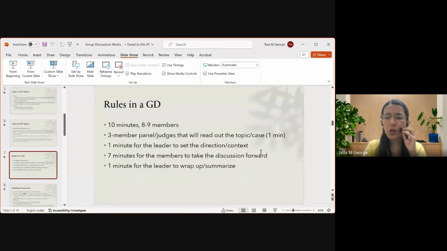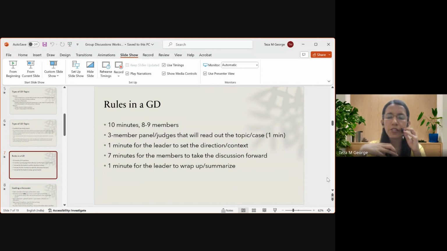Right. Now, what can you expect in a group discussion? This is a standard format of a group discussion, so to speak. It can differ, but this is what you can broadly expect. You will have 10 minutes, 8 to 9 members in a group. There will be a panel of judges. Usually it's a 3-member panel, but it can have more members in it.